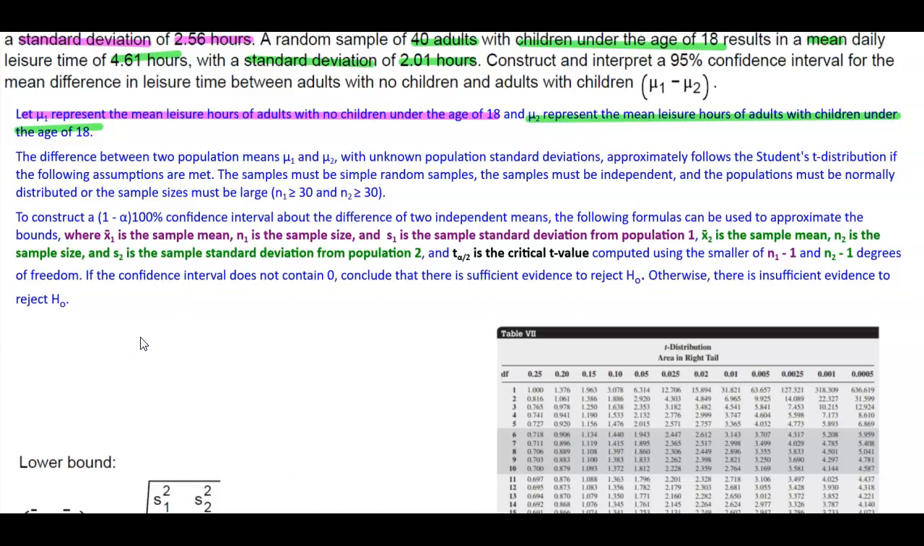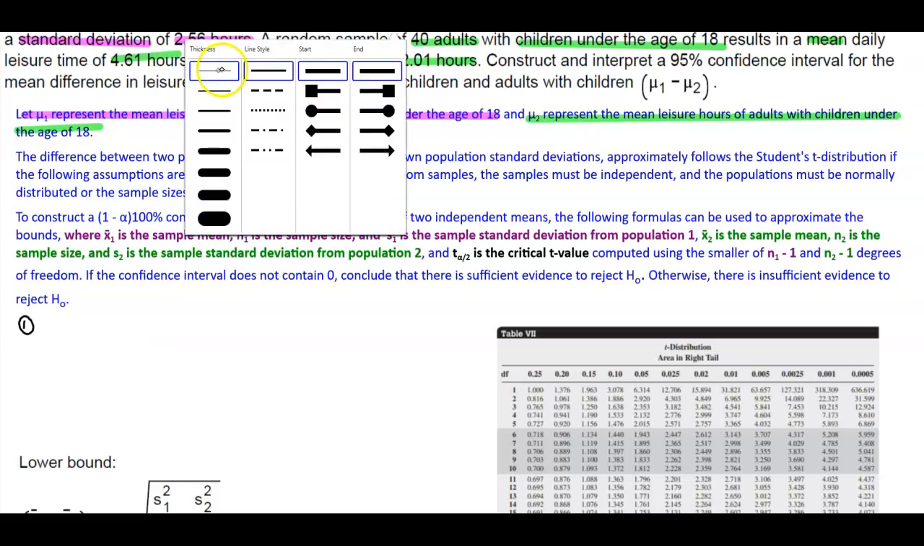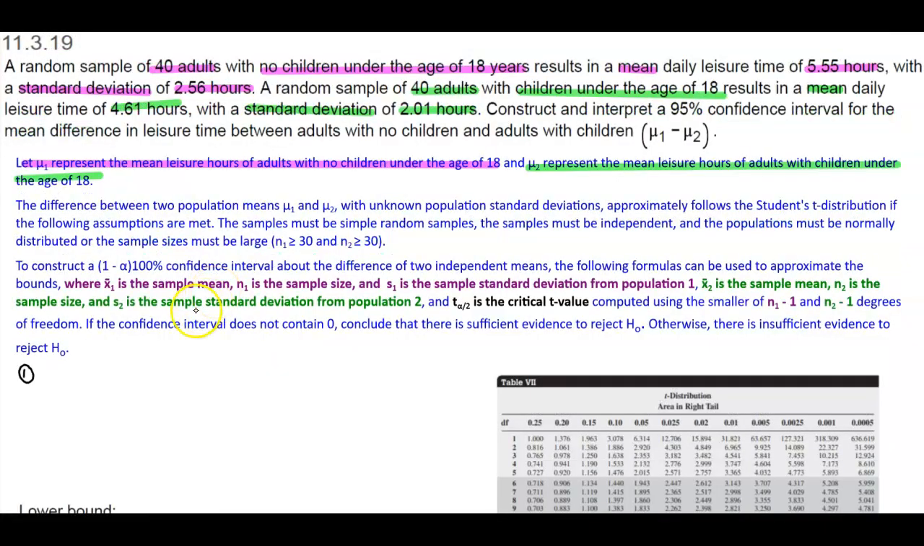Okay, so first things first, we want to identify the mean, the standard deviation, and the sample size for population 1. So, what is x bar 1? What is the standard deviation for population 1? And what is the sample size for population 1? Well, we can see here that the mean is given to be 5.5 hours. The standard deviation is 2.56 hours. And the sample size is 40.